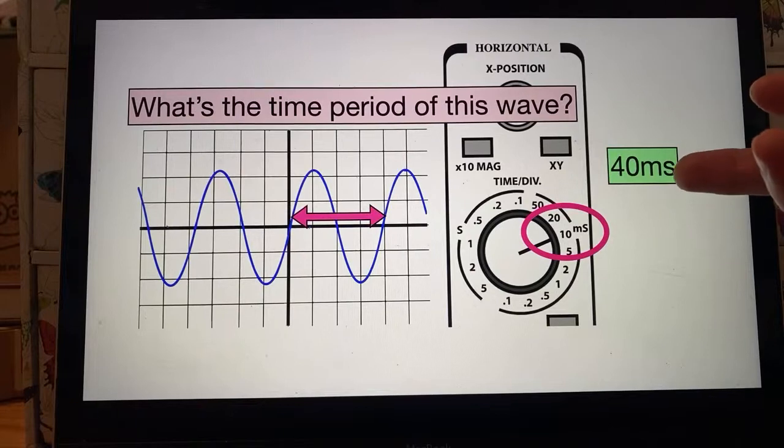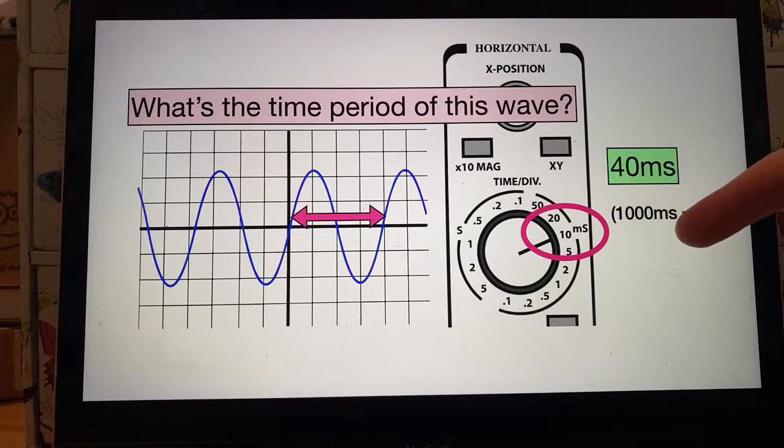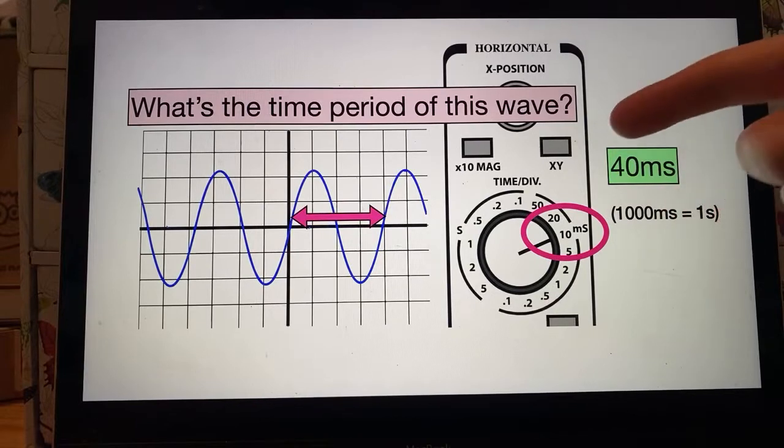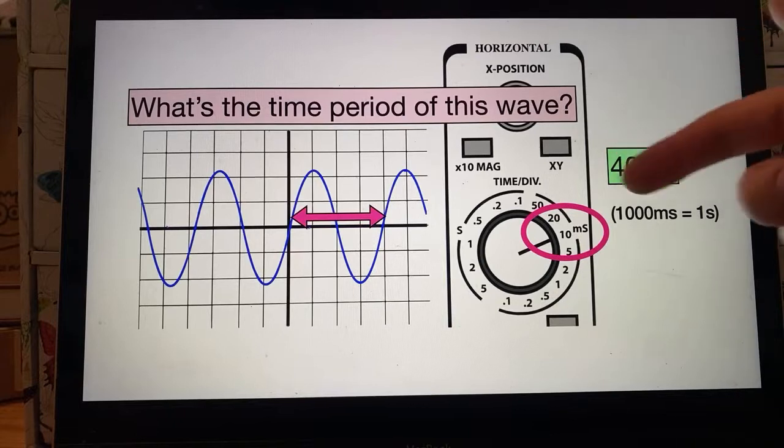Could you convert that into seconds if you had to? They might well ask you to do that. That is maths that you will have to do. 40 milliseconds in seconds: there are 1,000 milliseconds in 1 second, right? Some of you will just know this straight away. If there's 1,000 milliseconds in 1 second, what's 40 milliseconds in seconds?